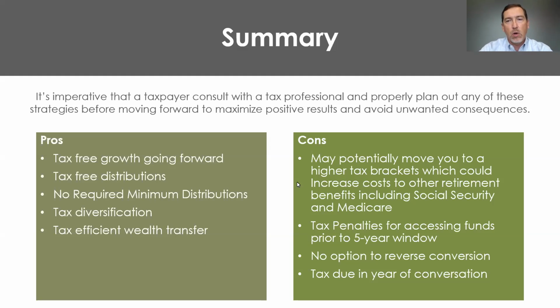Some cons. The movement of money from your traditional IRA may potentially move you to a higher tax bracket, which could increase the costs with other retirement benefits, including Social Security and Medicare. There are tax penalties for accessing funds prior to 5 years. Remember, I discussed that earlier: if you think there's a situation where you may need it, you may want to wait. There's no option to reverse the conversion. That's now gone. And the tax is due in the year of the conversion, so you have to make sure you have those assets.